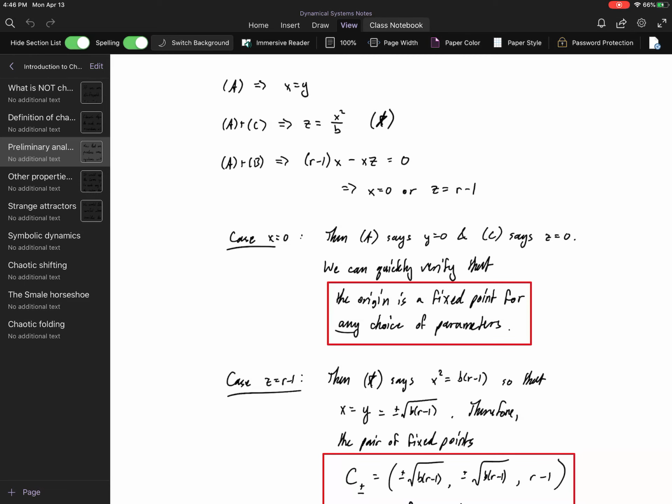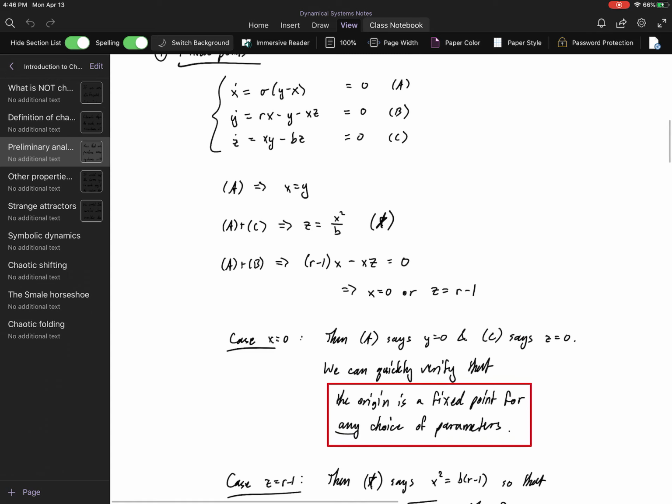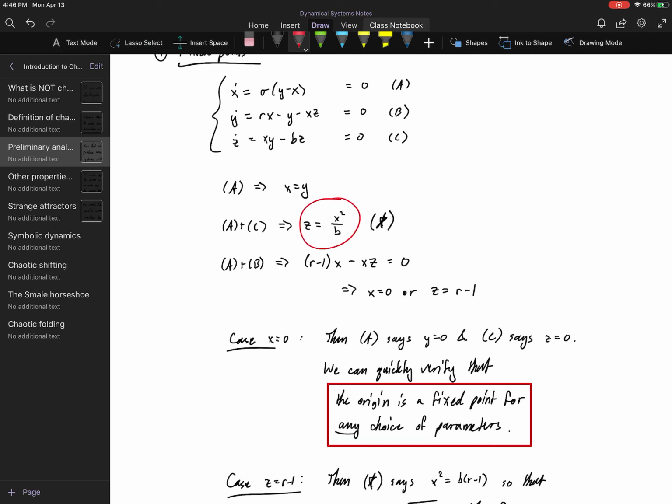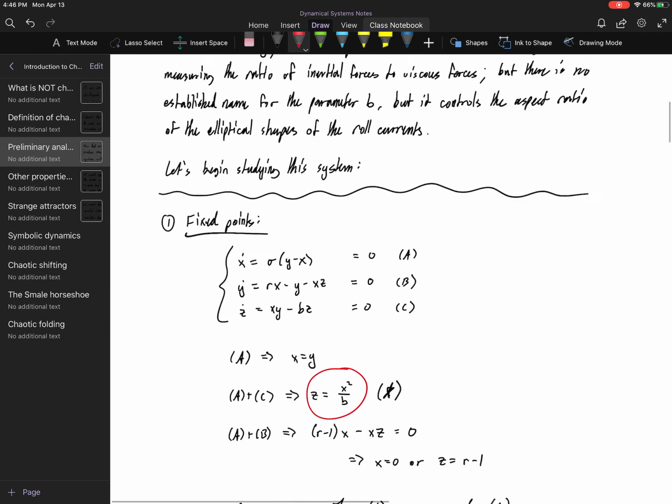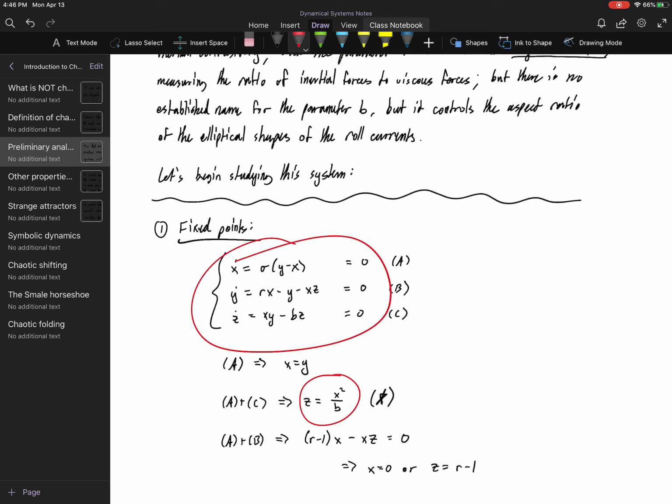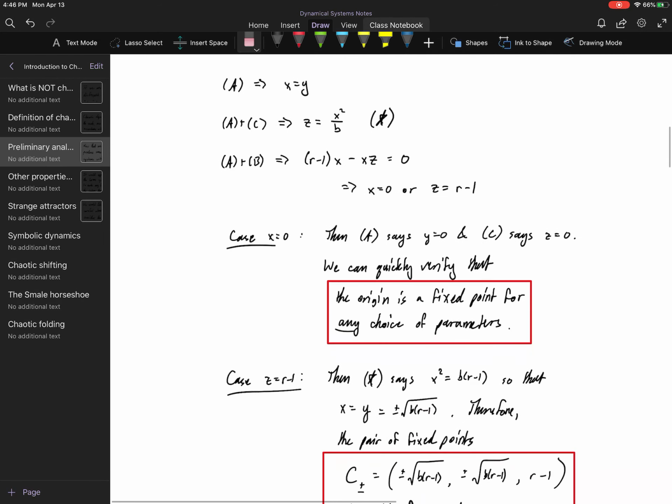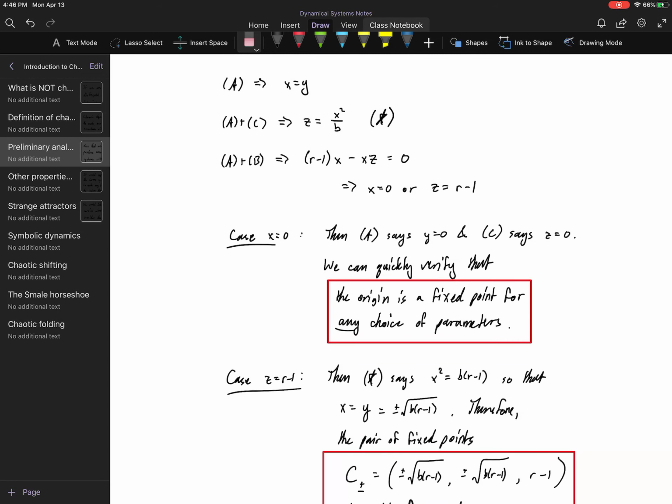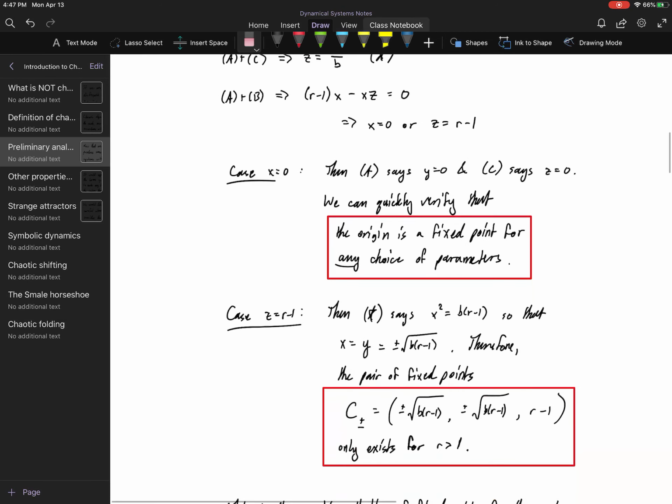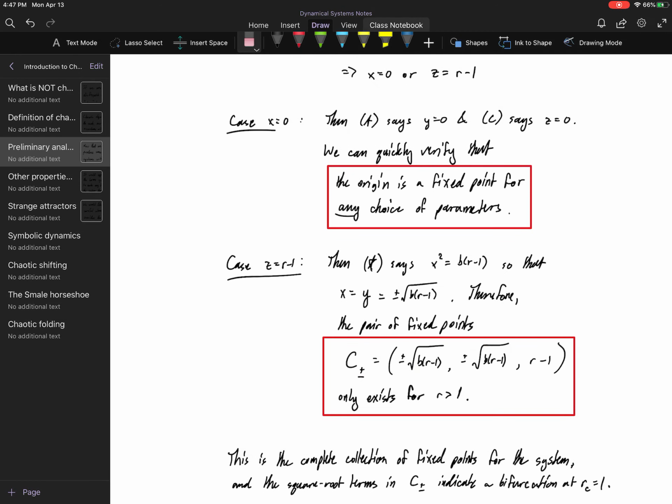So if x is equal to 0, that means that y would have to be 0. But notice that this star equation up here says that if x is equal to 0, then z must also be 0. So that means that the origin is a fixed point. And you look at this system and you say, well, duh, yeah, I can plug in x equals y equals z equals 0, and sure, this satisfies the equation trivially. But the interesting thing to note is that the origin is always a fixed point, regardless of which parameters you use for the system, so long as they're positive.